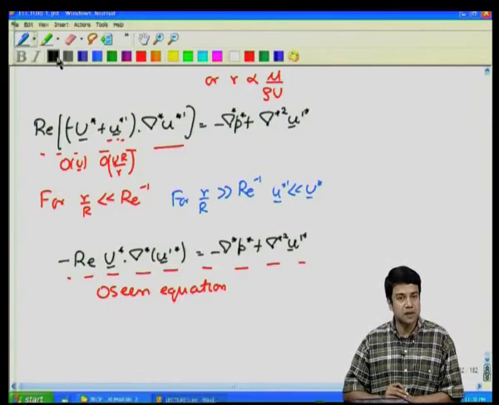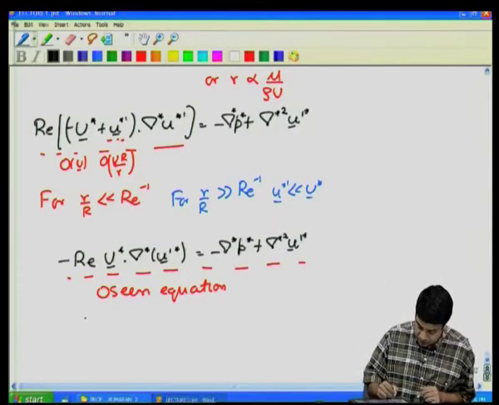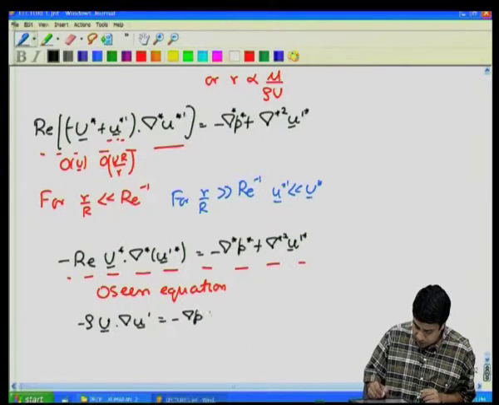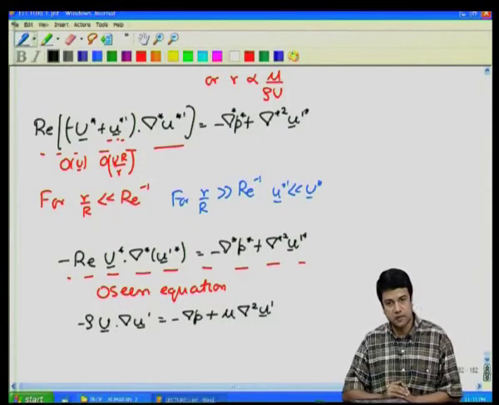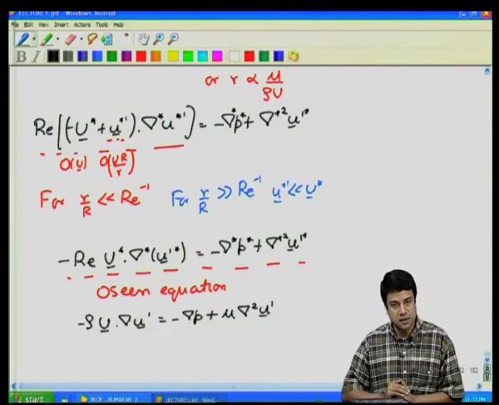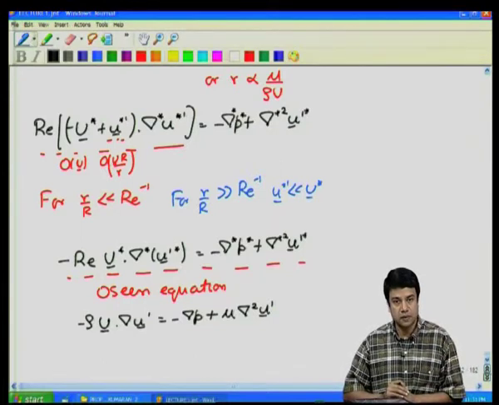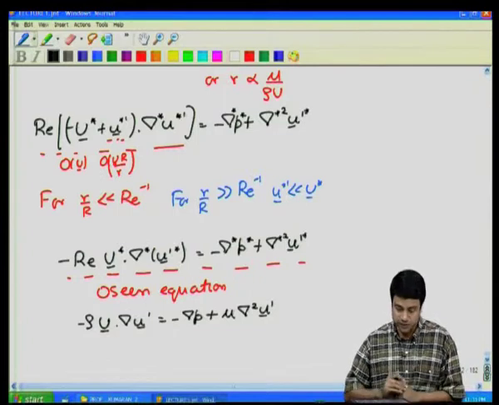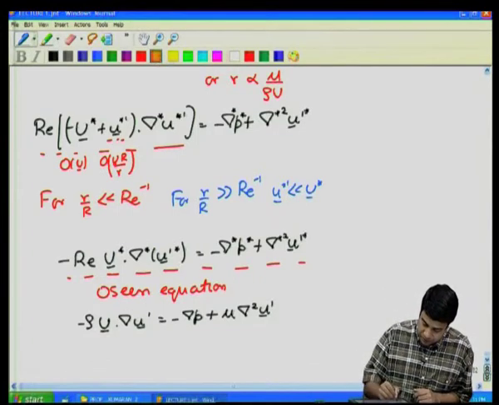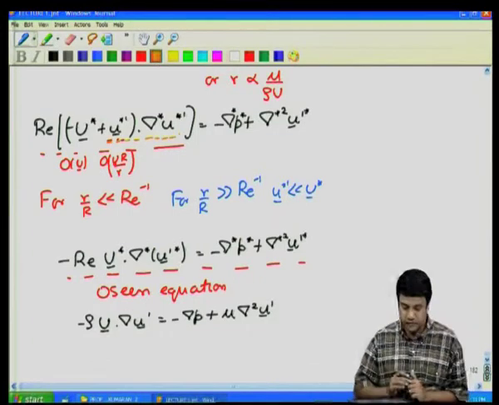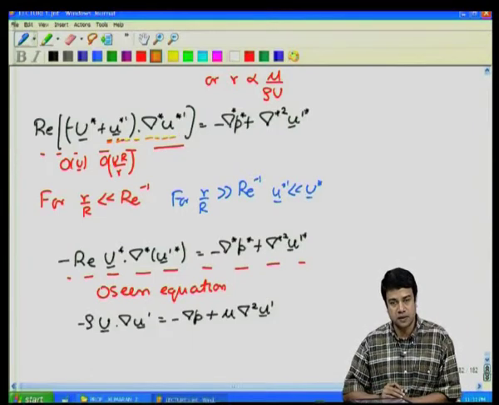So, the entire Oseen equation in dimensional form is given by rho U dot grad u prime plus mu del square u prime for the disturbance velocity profile. This is still a linear equation. That is because I have neglected the nonlinear term, which goes as u prime dot grad u prime in this equation here. Since I neglected that nonlinear term, I still get a linear equation.